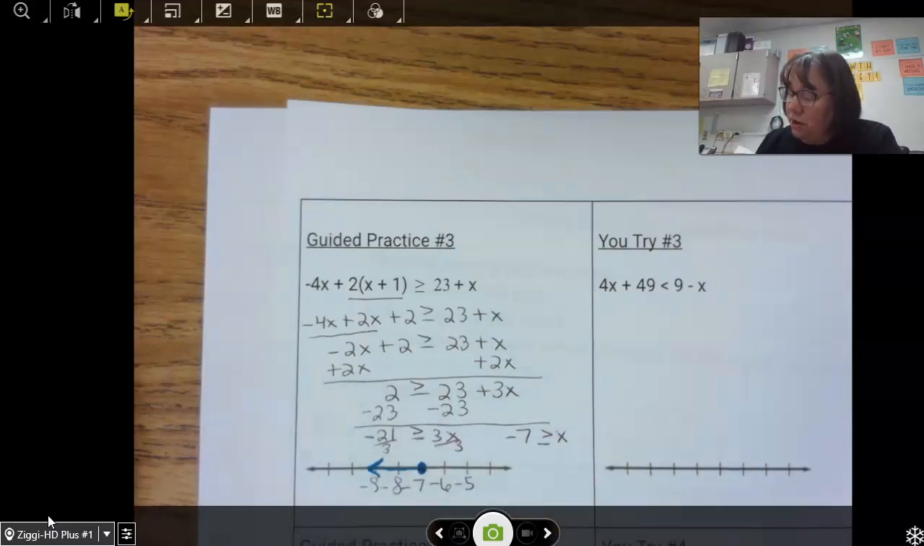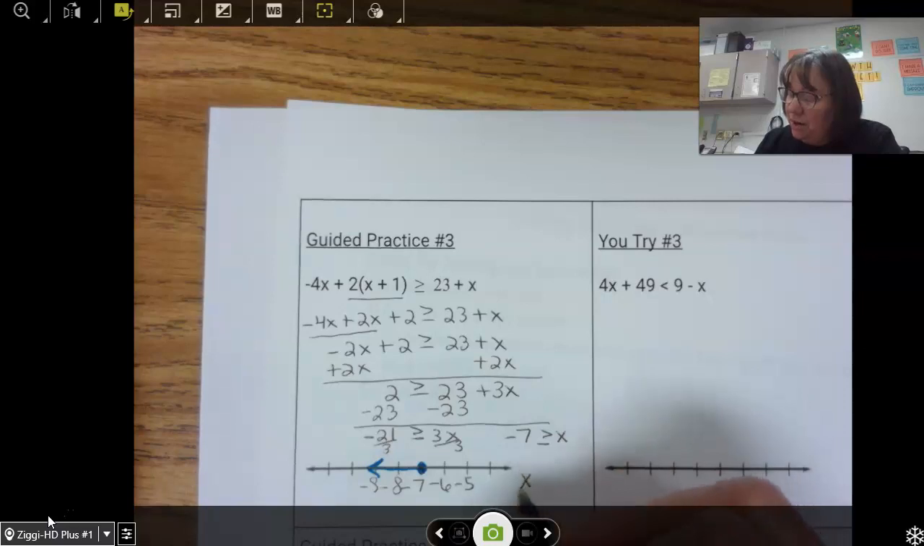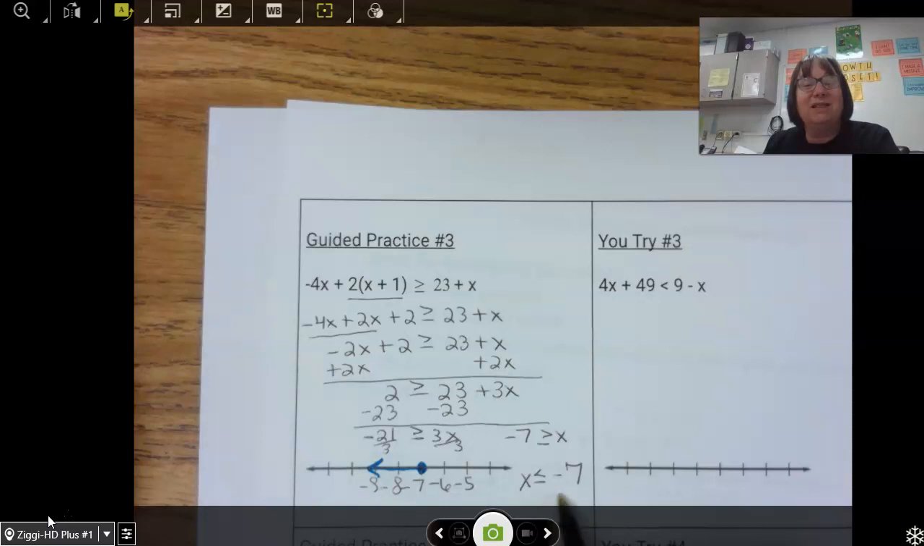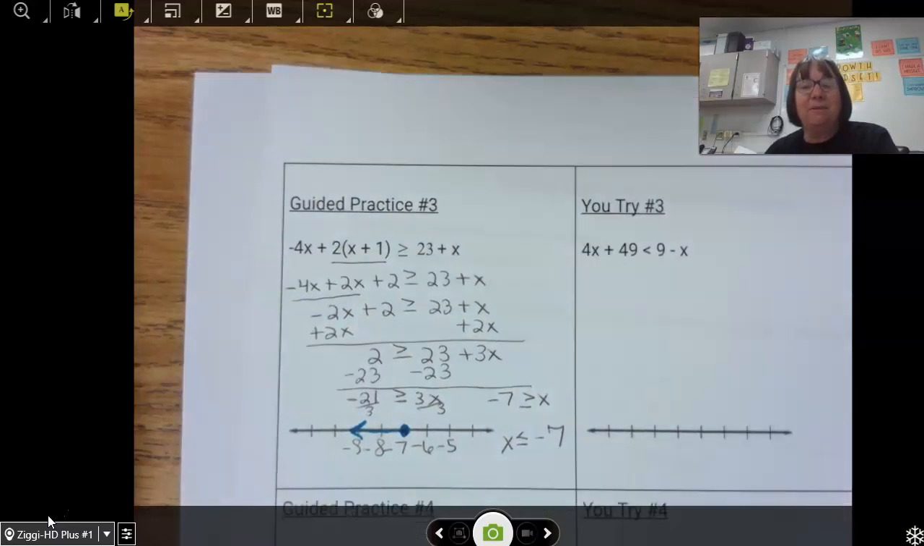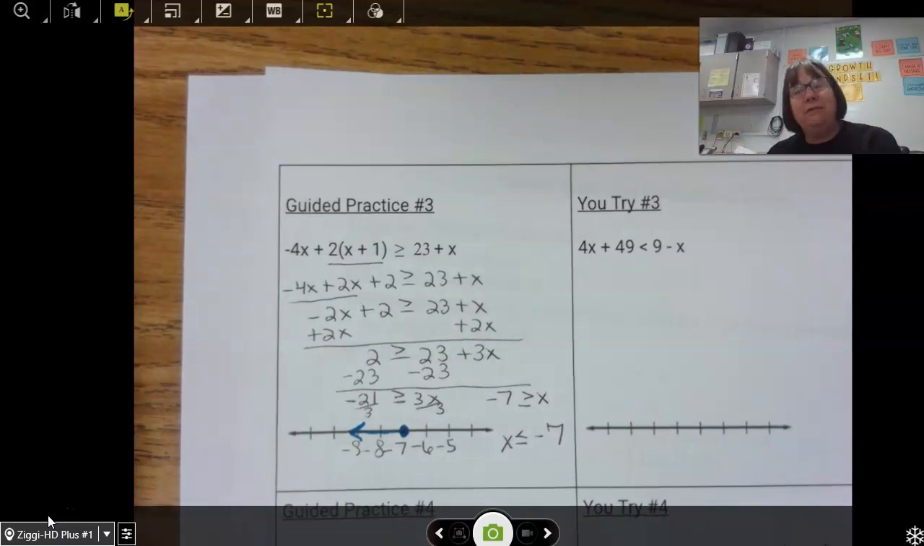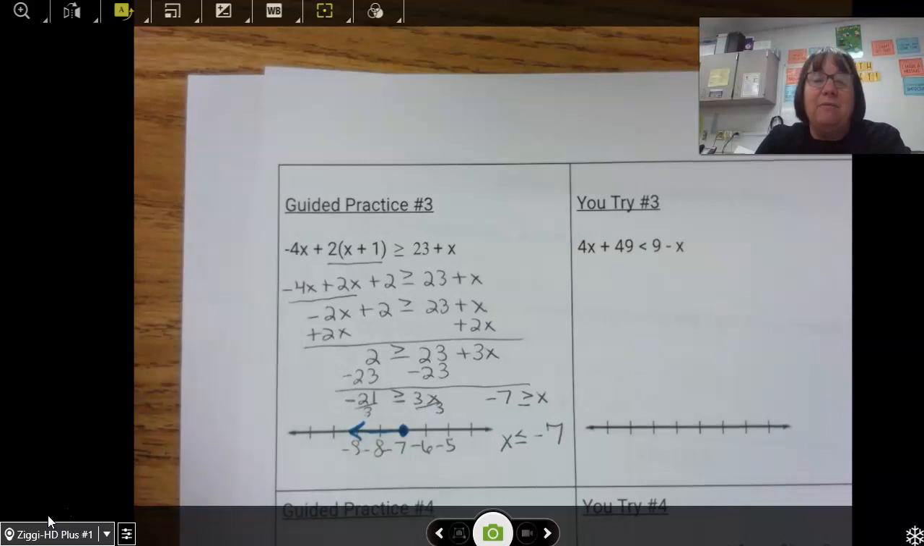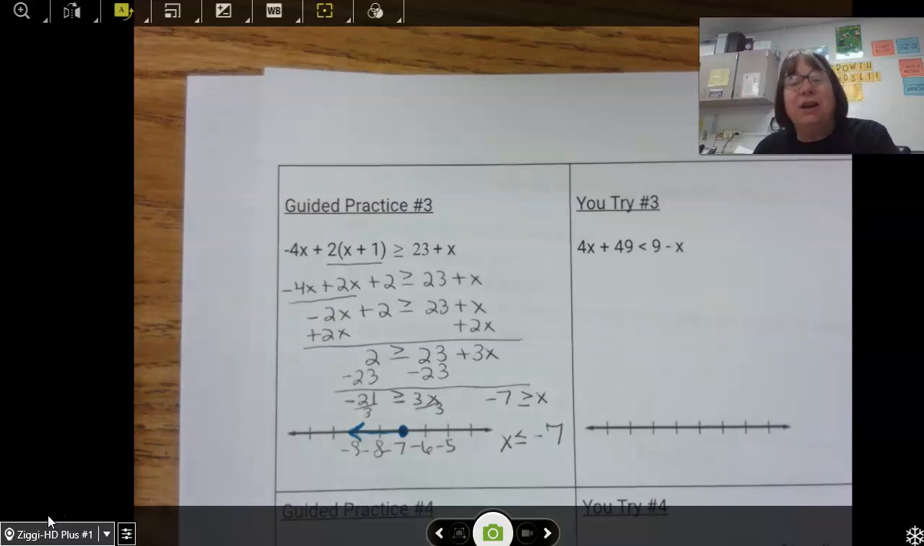Okay, if it's hard for you, you can always change it around, and if I rewrite it, then it's a little bit easier for me to read. X is less than or equal to -7. But as long as you remember to always read from x, and whatever's pointing to the x, so this is the smaller side pointing to the x, so it'd be less than. Okay, you try number 3 and come back, we'll check.